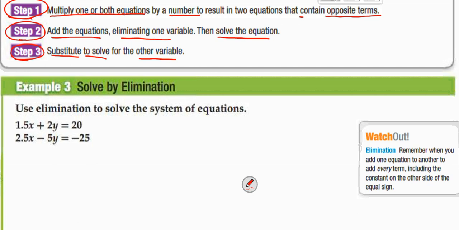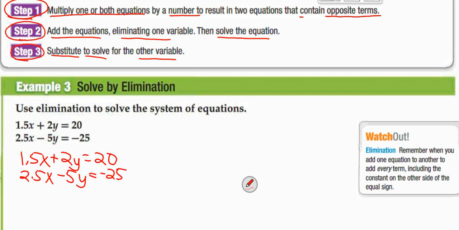Well, I think if we multiply by 10, it'll be awesome. So here's the equation. 1.5x plus 2y equals 20. 2.5x minus 5y equals negative 25. Say that again. Multiply both of them by 2.